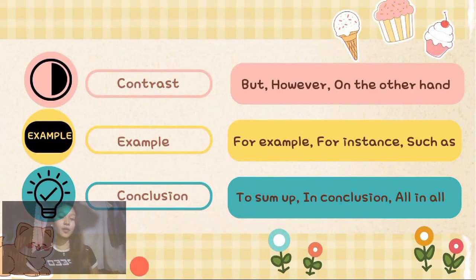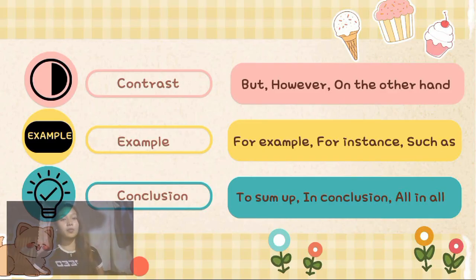For the fourth one, we have contrasting and conceding. These are words like but, however, nevertheless, on the other hand, although, even though, while, otherwise, and alternatively. And take note also that words like although, even though, and while are often conjunctions.